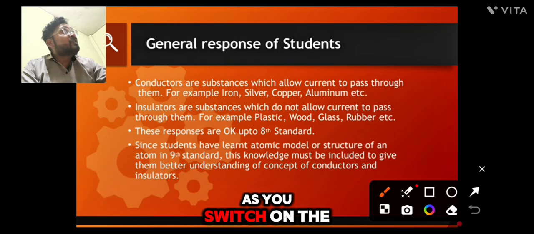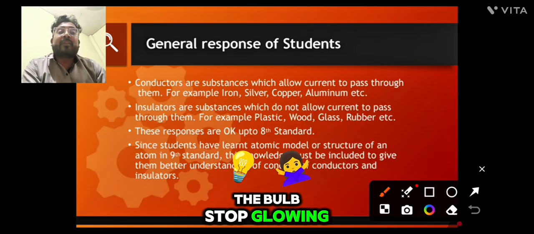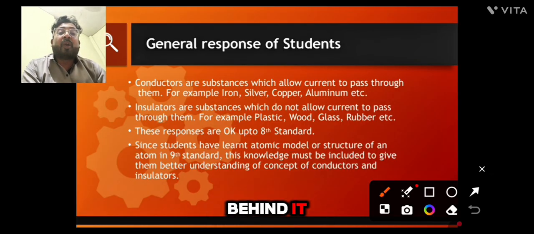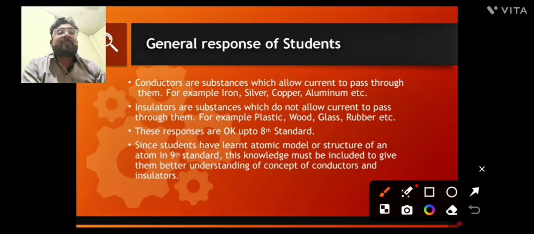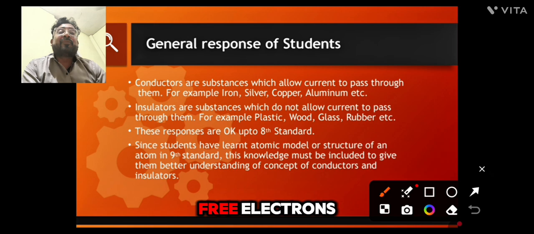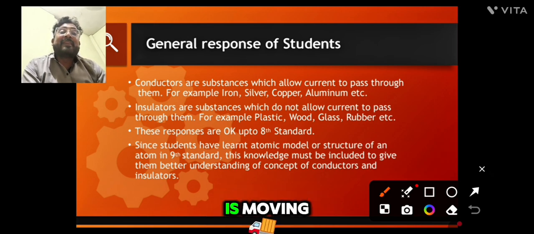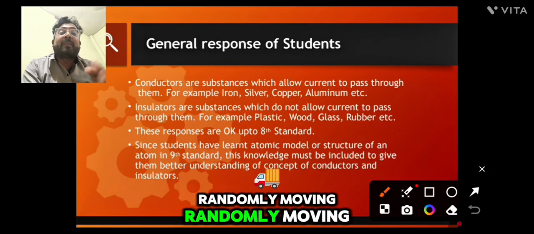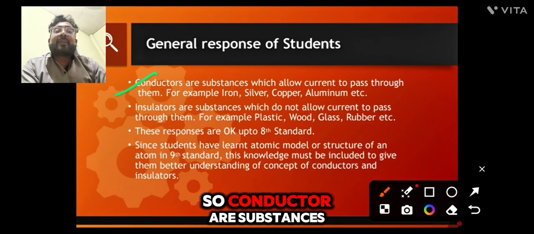How does this question not arise in your mind? As you switch on, the bulb glows. As you switch off, the bulb stops glowing. What is the reason behind it? What is the substance inside the conductor? This is all the free electrons, and these free electrons are moving randomly. So let us talk about the conductor.